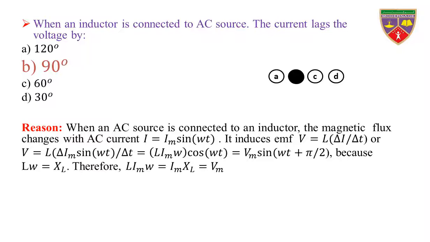which can be written as Vm sine omega t plus pi by 2, because L omega is equal to XL. Therefore, L Im omega is equal to Im XL, which is equal to Vm. Hence, current lags the voltage by pi by 2, which is equal to 90 degree.